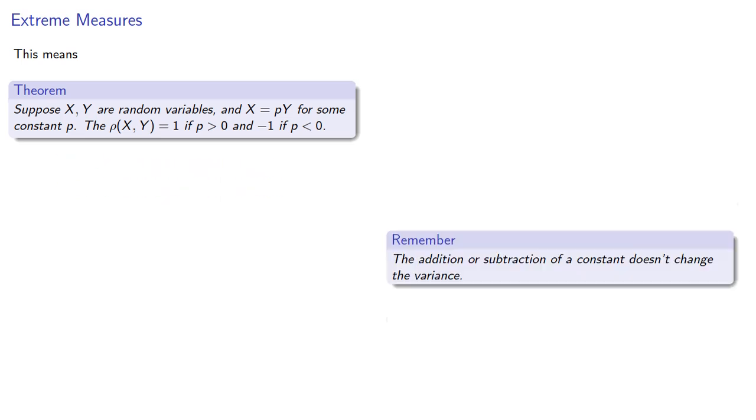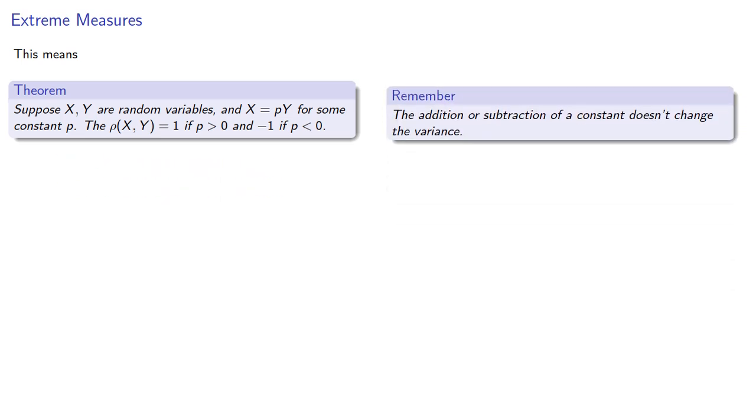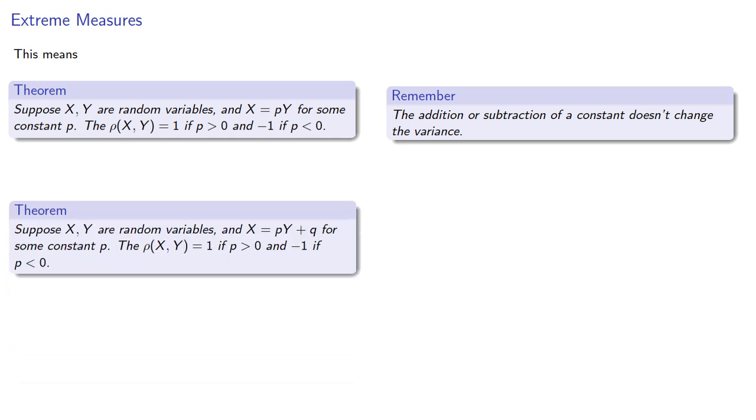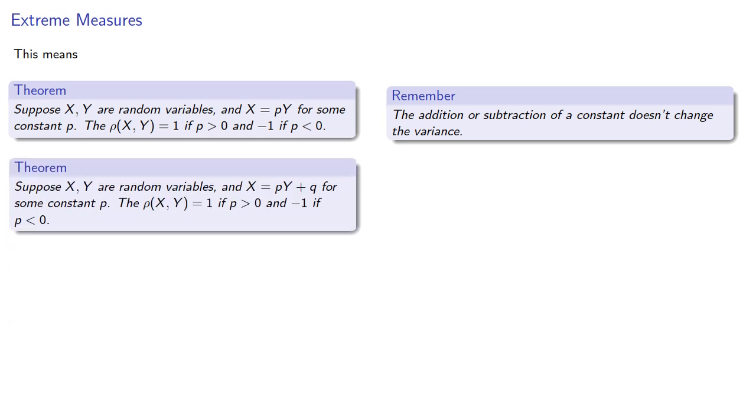Now, remember, the addition or subtraction of a constant doesn't change the variance. And so our result holds if x is some linear function of y. Now, this presupposes that we actually know the relationship between x and y. If we don't know the relationship between x and y, we still want to say something about that variance.